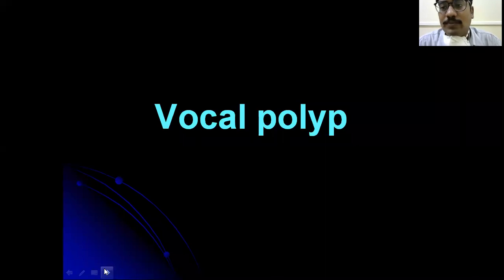There are two types of mirrors in the ENT department. One is the indirect laryngoscope, IDL, and the second one is the posterior rhinoscopy. What is the difference between indirect laryngoscopy and posterior rhinoscopy? Posterior rhinoscopy is helpful to see the nasopharynx, whereas indirect laryngoscopy, IDL, is helpful for seeing the vocal cords and epiglottis.